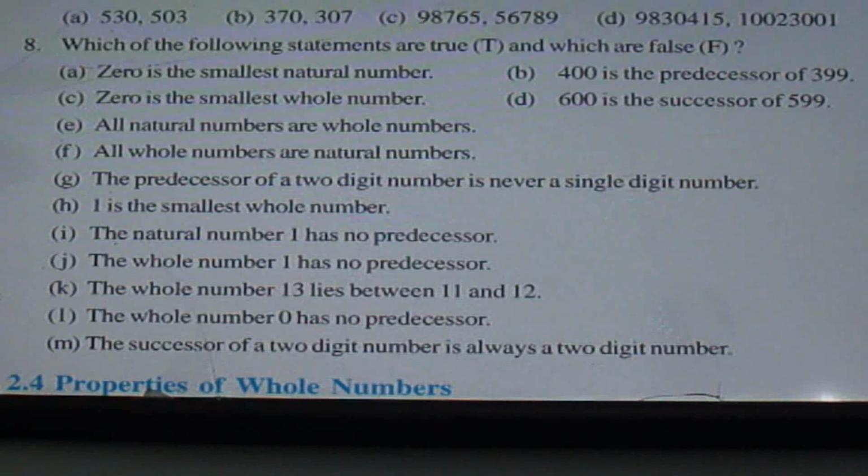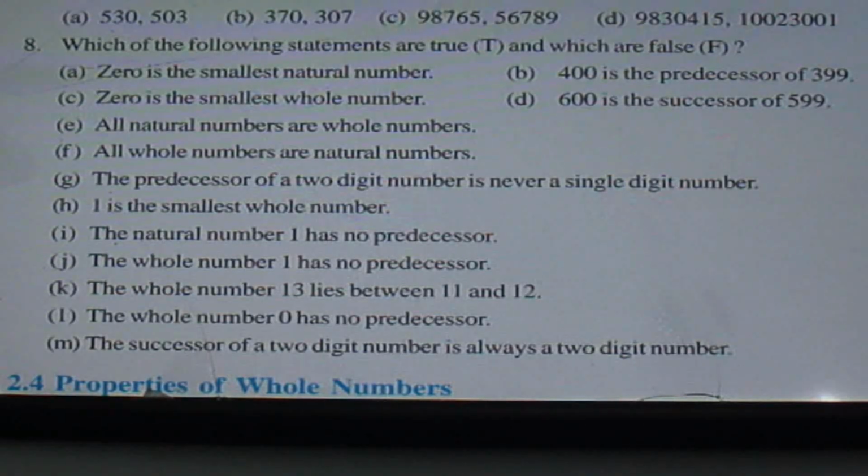F. All whole numbers are natural numbers. False. Why is it false? Because one of the numbers, that is 0, is not a natural number. Except 0, all the others are natural numbers. So 0 is the only whole number which is not a natural number. But here the word 'all' comes, so we have to write false only.